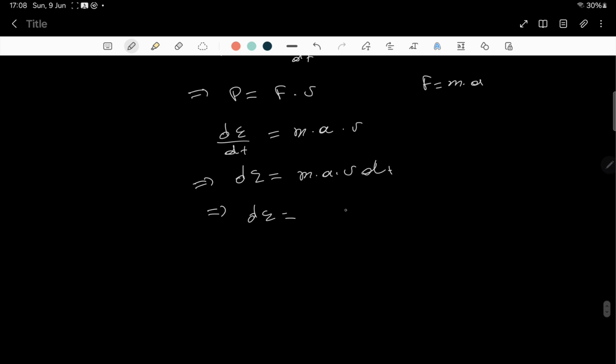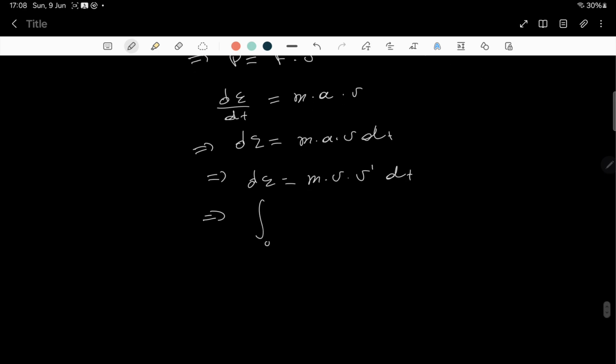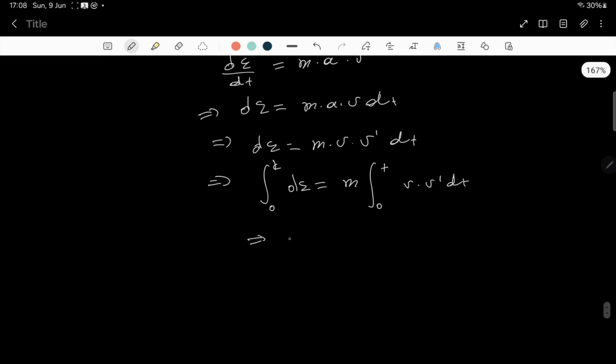So we can work this out. m times v times a, the acceleration is the first derivative of speed with respect to time, so we can write this as v prime dt. We integrate from 0 to K on the left hand side, and here we integrate from 0 to t of v prime dt. So this can be written as the integral from 0 to K of dε equals m times the integral from 0 to t of d/dt of v squared dt.